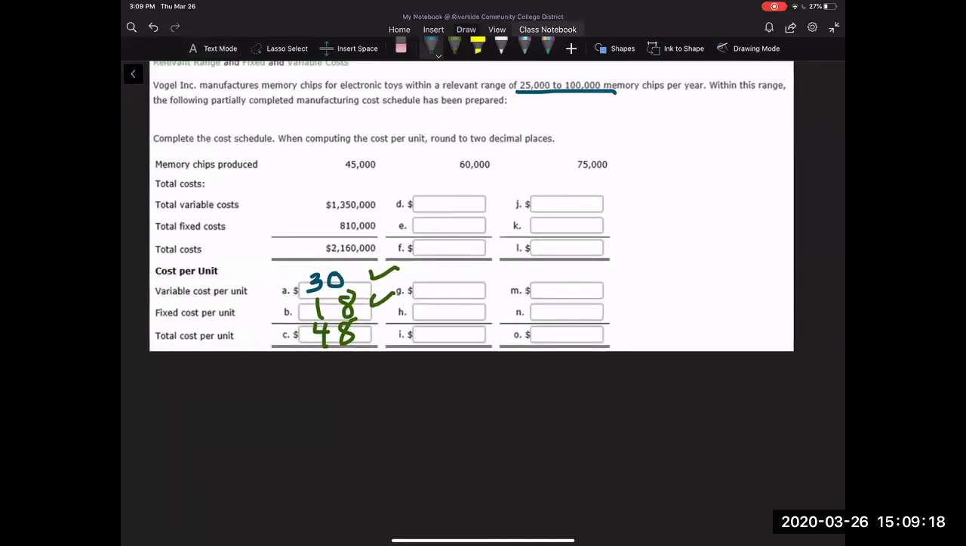Now we have this information, and this is where what we know about fixed costs and variable costs has to kick in. Otherwise, we would be completely clueless as to how to figure this out. When we're dealing with fixed costs, we said that no matter what, they stay the same.